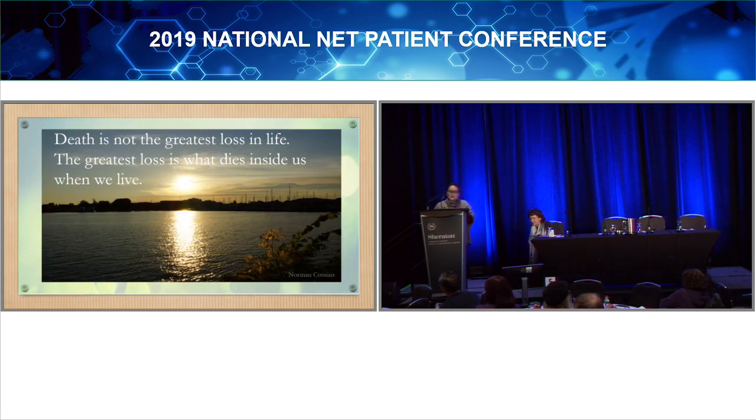Death is not the greatest loss in life. The greatest loss is what dies in us while we live. Nowadays, when you're given a cancer diagnosis, it's not a death sentence right away. There is hope. Hope gives you the will and motivation to live. It is a component of a positive attitude. It enables healthy coping skills, which is another symptom management strategy.